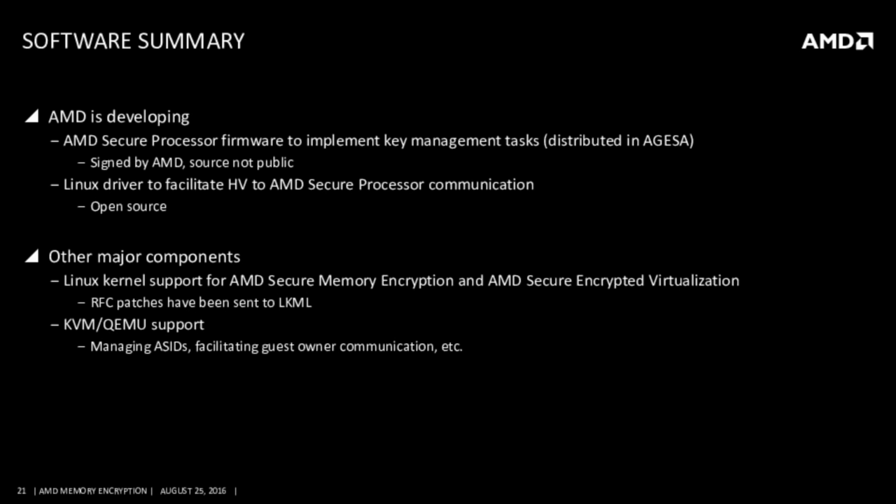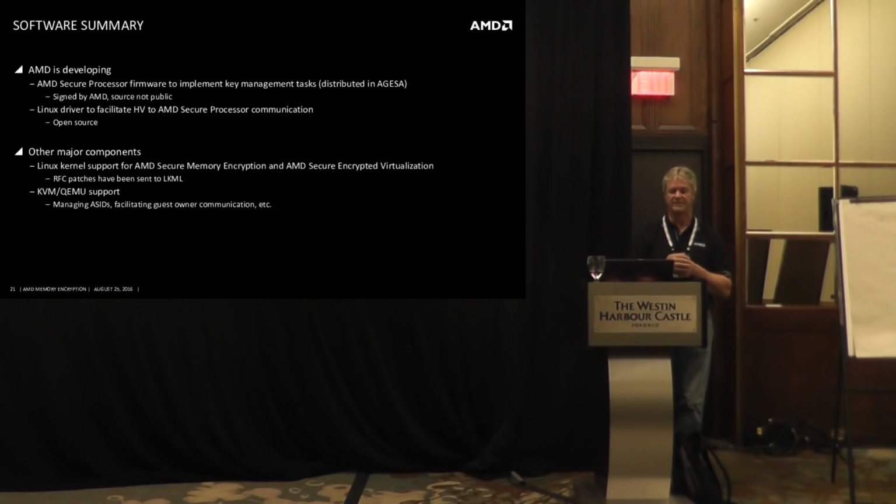So a quick summary of what we're doing, right? The secure processor firmware that we're developing is going to be doing all the key management work. It's going to be cryptographically signed by us so that we know that we have valid firmware. And that is not open source. But the Linux driver that we're going to be using to talk to the secure processor will be open source, and any of the major work that we're doing out in the kernel and KVM and QEMU is also going to be open source, obviously.